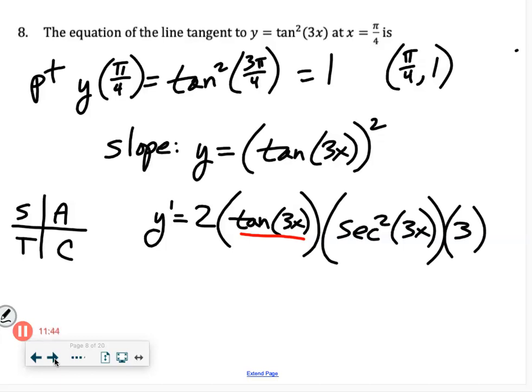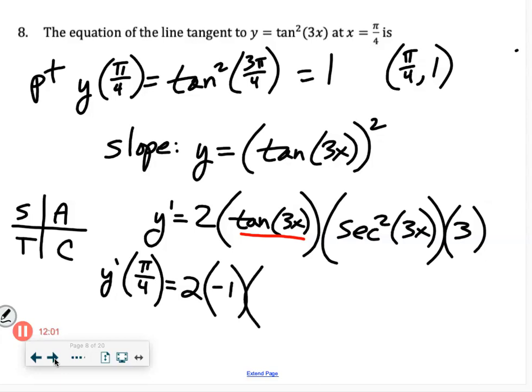All right, so now we need y prime at pi fourths. Lots of trig. So we've already established that the tangent of 3 pi fourths is -1. When you're doing the cosine of pi fourths, most people just say the cosine of pi fourths is root 2 over 2, right?